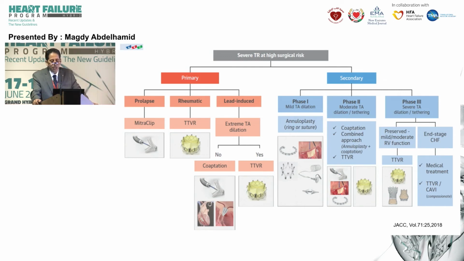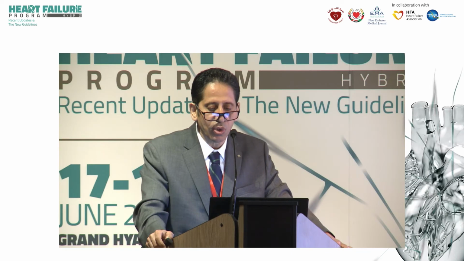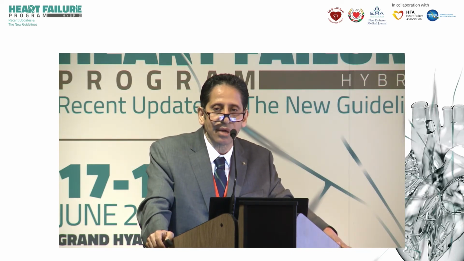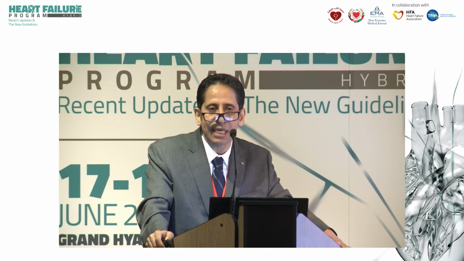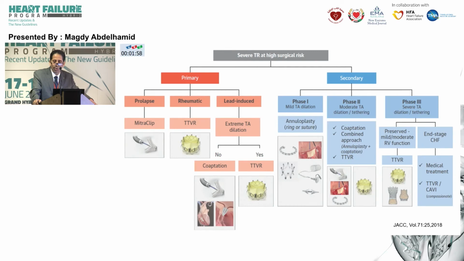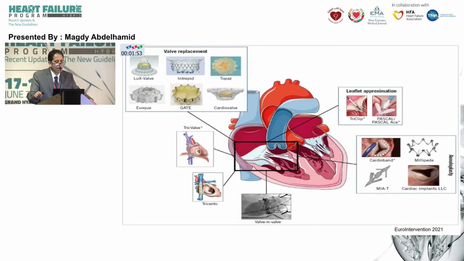Phase 2, coaptation, combined approach with the use of coaptation devices. And the phase 3, transcatheter tricuspid valve replacement is highly indicated, and in patients with end-stage heart failure, medical treatment or transcatheter tricuspid valve replacement can be done. And this is a new slide last year from the EuroIntervention Journal showing the different modes of devices which can be used to tackle the tricuspid valve, either through repair or through replacement.